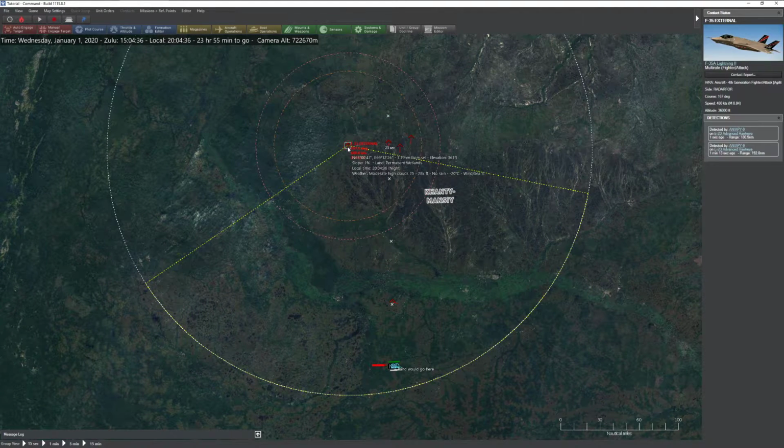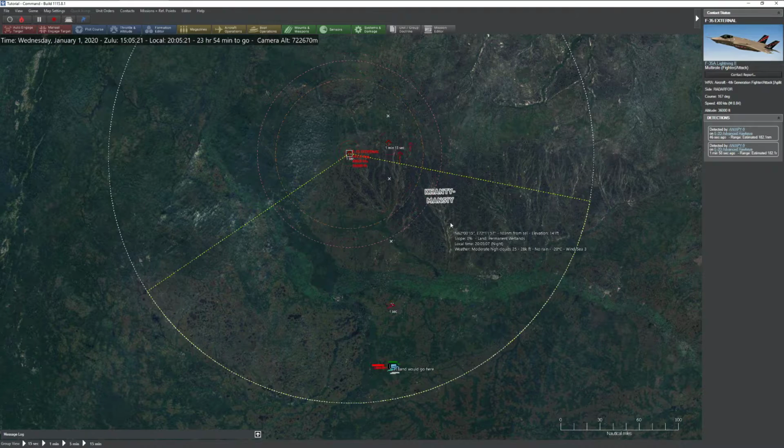Pause. Notice my F-35 was detected significantly later than the other one. The other thing I want you to observe is my J-20 is still invisible. You're probably sitting there going, wait, what? Well, take a look. That's why. Because my jamming is not covering the F-35 right now.